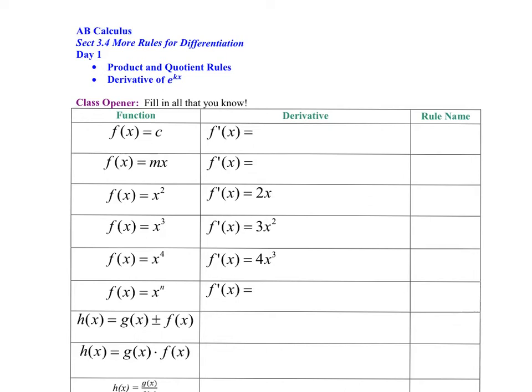AB Calculus Section 3.4, more rules on differentiation. This will be day number 1 of 3.4. Today specifically, we're going to discuss what's called the product and the quotient rules, as well as talk about the derivative of e to the kx.